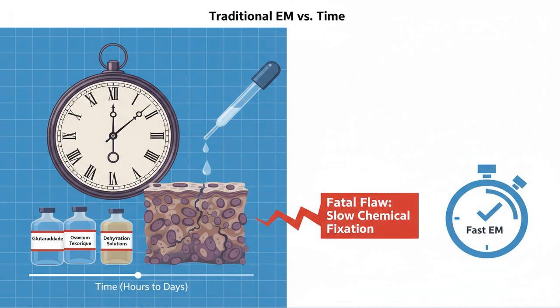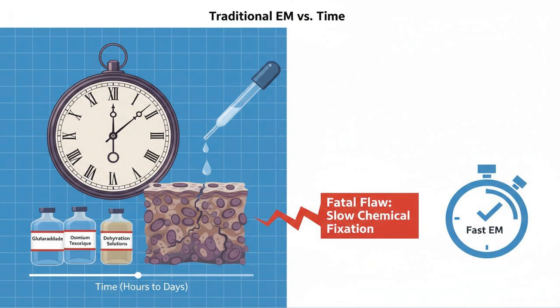In this episode, we are going to explore the mechanics, the discoveries, the controversies, and the future of Zap-and-Freeze. To appreciate why this is such a massive leap forward, we first need to understand the static problem of traditional electron microscopy, or EM. Since the 1950s, EM has been the gold standard for visualizing the ultra-small. It revealed the existence of the synaptic cleft, the dense clusters of vesicles, and the dark active zones where release occurs. However, traditional EM has a fatal flaw, and that flaw is time.